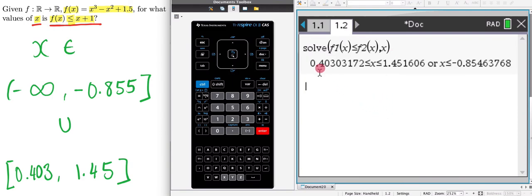So it's telling me that 0.403 is less than or equal to x is less than or equal to 1.45, which is just this information right here. Notice they have less than or equal to, just as we have square brackets. And then we have or x is less than or equal to negative 0.855. And as you can see here, that corresponds to this region right here. They have put it in opposite order, but you could put it in opposite order if you so chose. And this is how we answer such a question as this. Hopefully this was helpful.